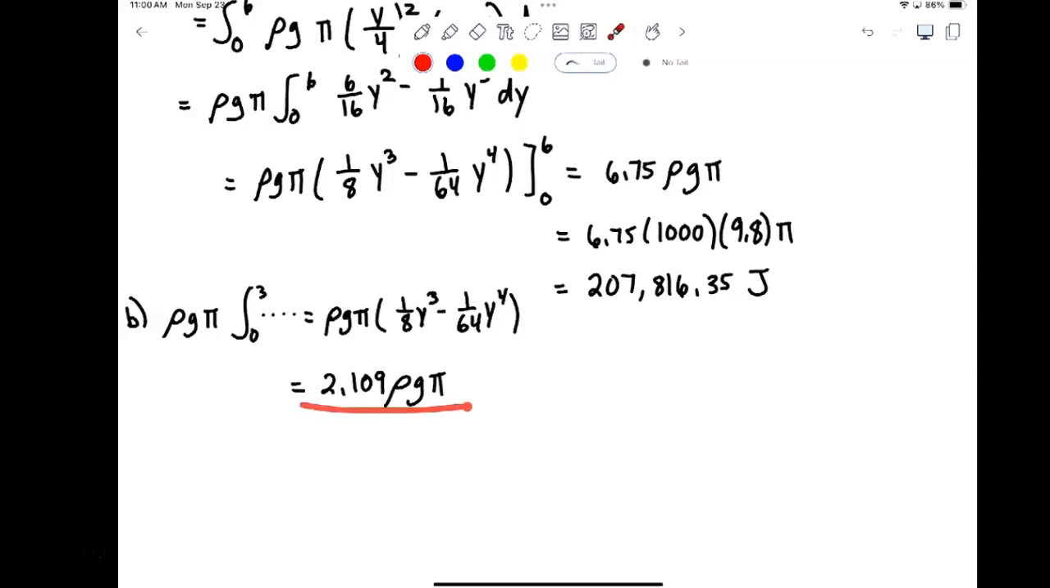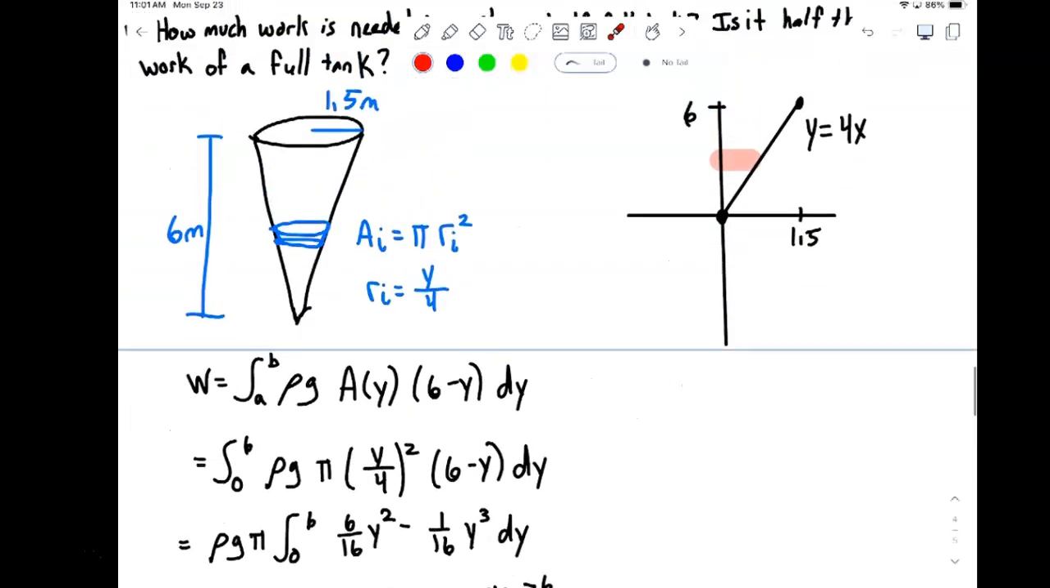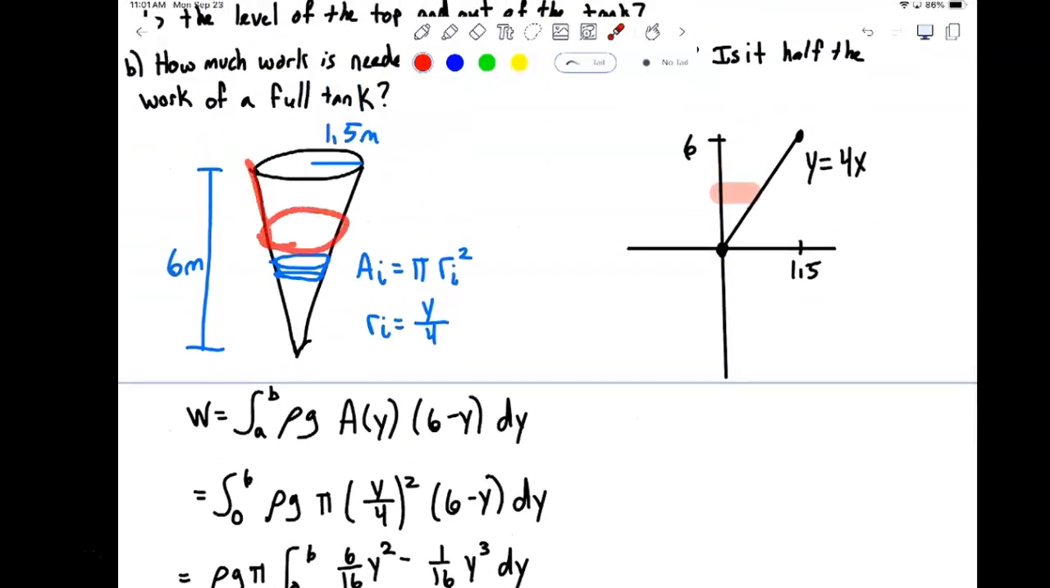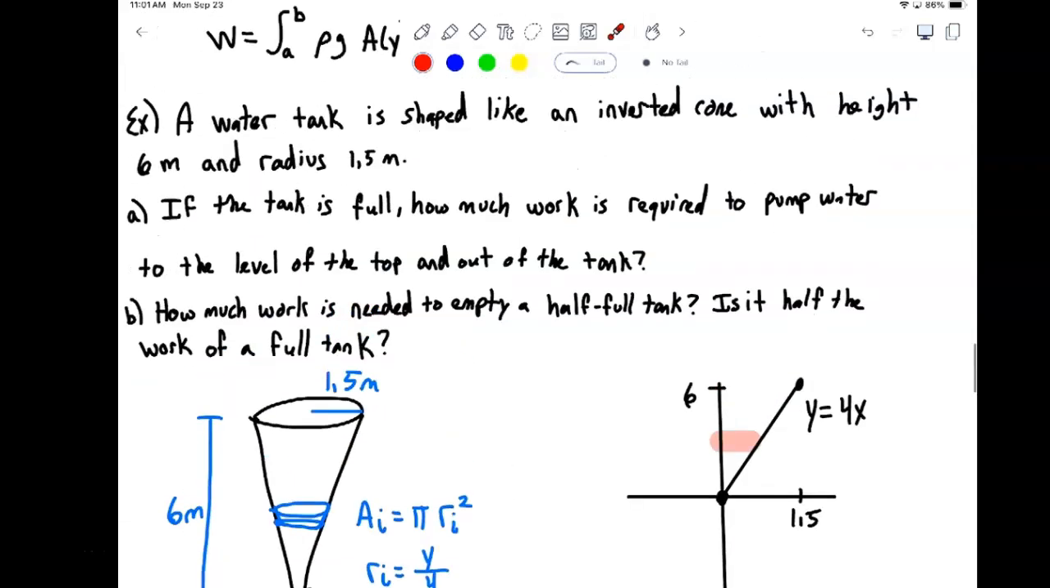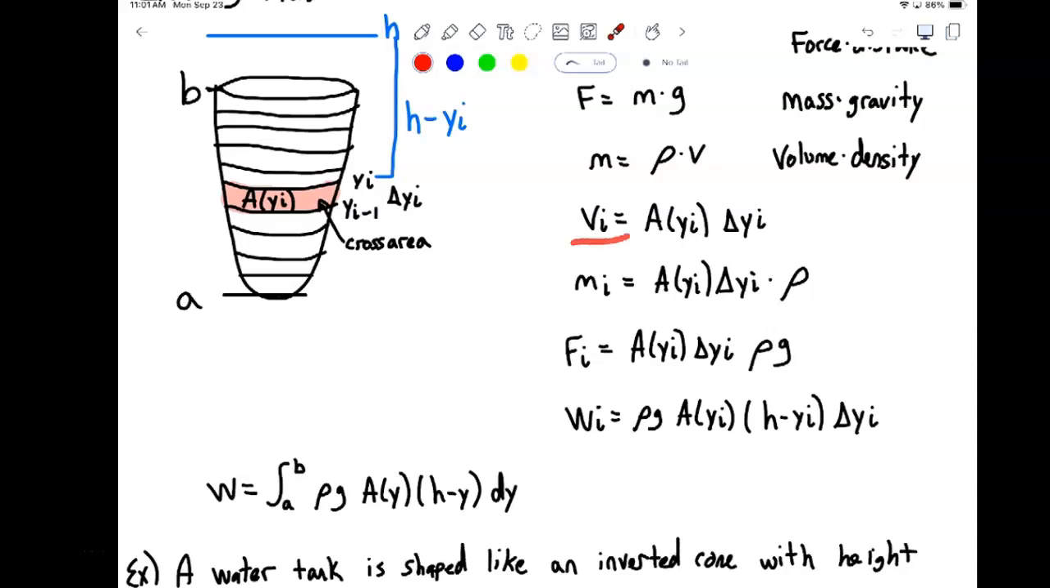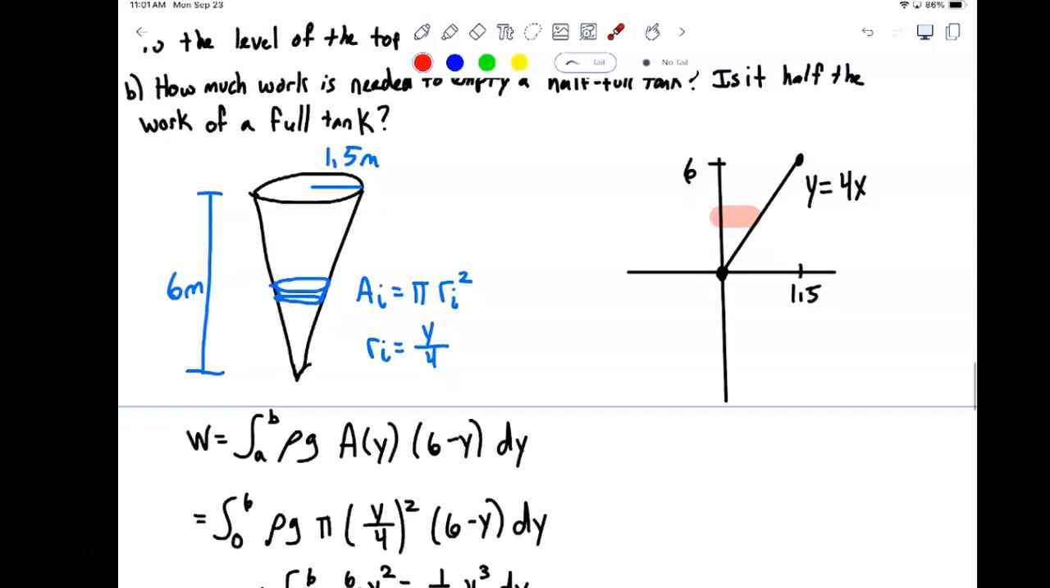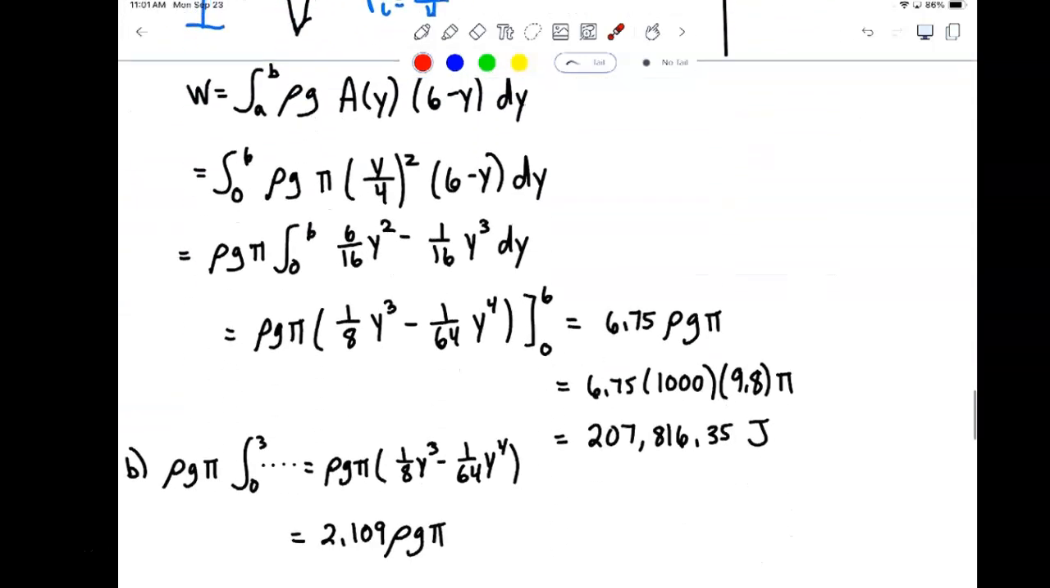But the important thing to notice is that's about less than a third of the total work, which really should make sense when you think about it, right? There's a whole lot more volume in the top half of that cone, even though it's being lifted a shorter distance. Since there's more volume, there's more mass, which means there's going to be more force involved. So even though it isn't being lifted as much, there's still a lot more. So it makes sense that it wouldn't be half of the actual work.